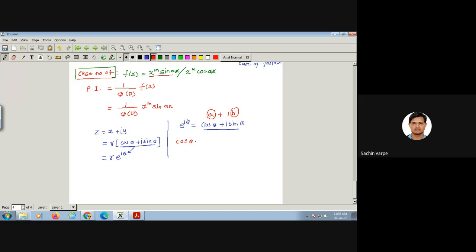Cos theta is, huh? It is real part, na? Real part of cos theta plus I sin theta, that is real part of e to the power I theta, yes or no?